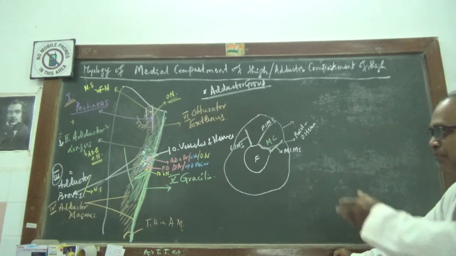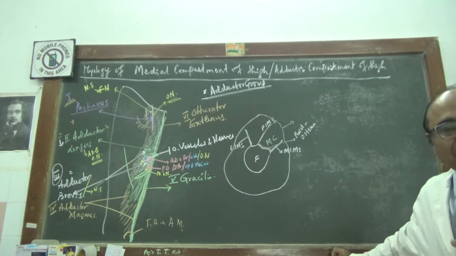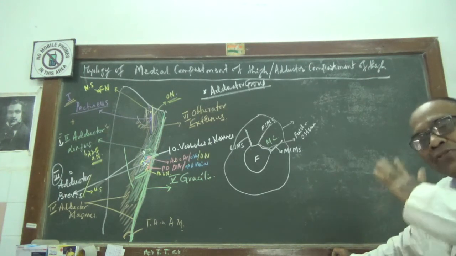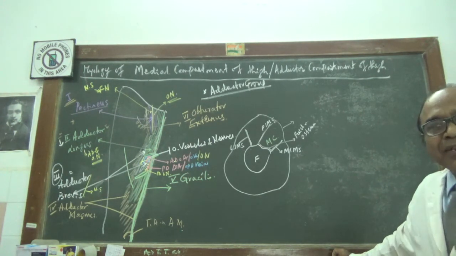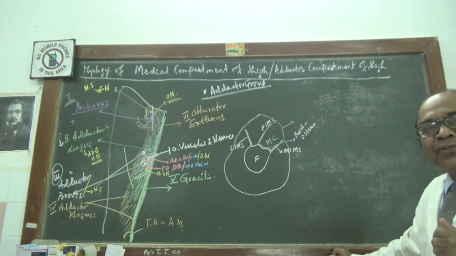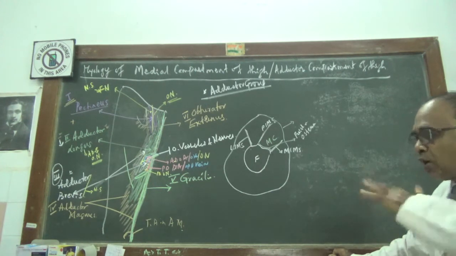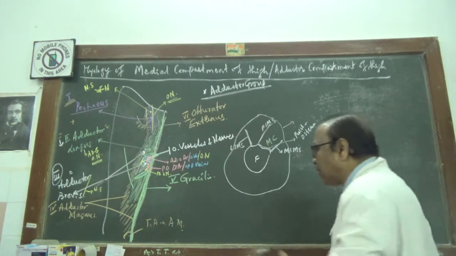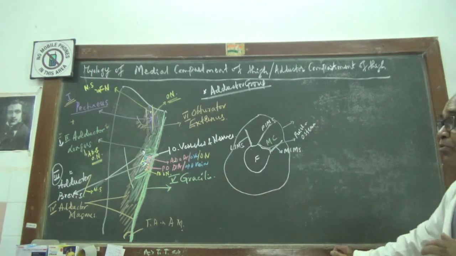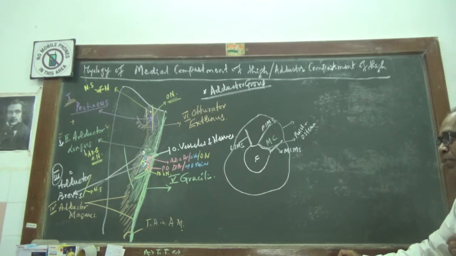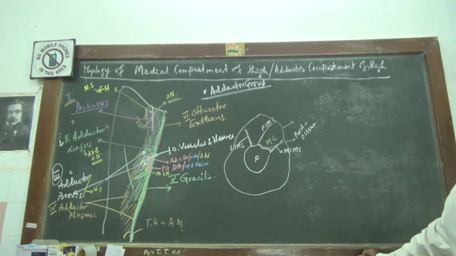Apart from that, the content of the adductor canal, because this muscle forms the posterior lower limit of the adductor canal. So on this, the content of the adductor canal is there. Apart from that, the nerve to the vastus medialis and the saphenous nerve are also there.